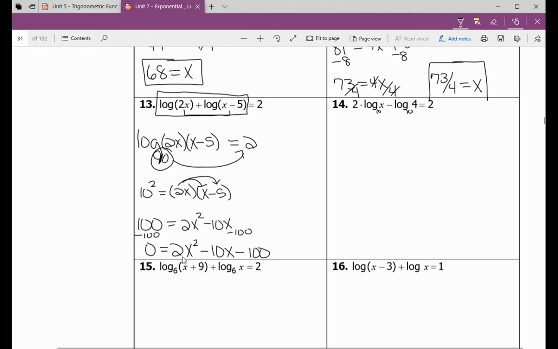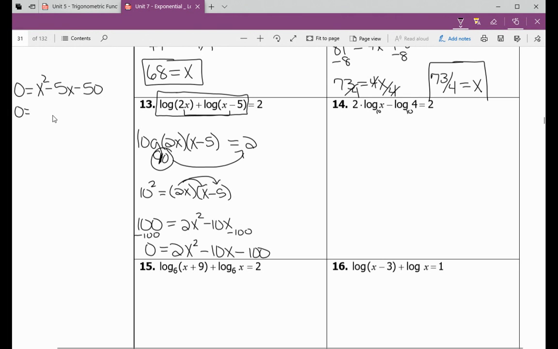Now, before I try to factor, I look at all three numbers, 2, 10, and 100. I can reduce all of those by 2. So I'm going to come over here in the margin. If I divide every single number by 2, that gives me 1x squared, 10 divided by 2 is negative 5x, and 100 divided by 2 is 50. I would much rather factor with these numbers than these numbers.